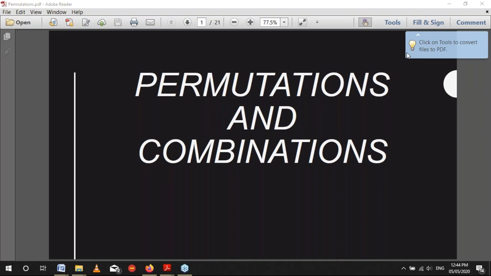Welcome to today's class again. We've talked in our previous classes. We've looked at Fourier series. We looked at Laplace transform. Today, let's look at permutation and combination.